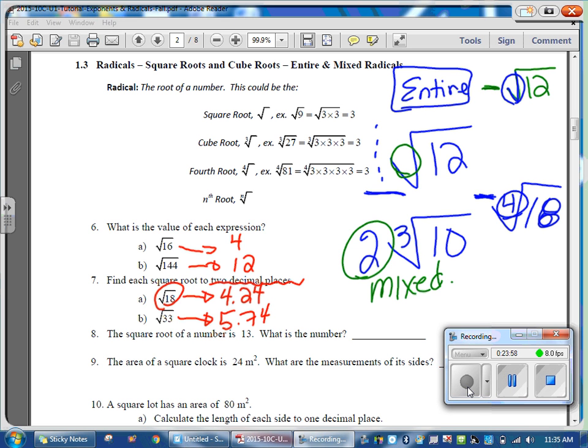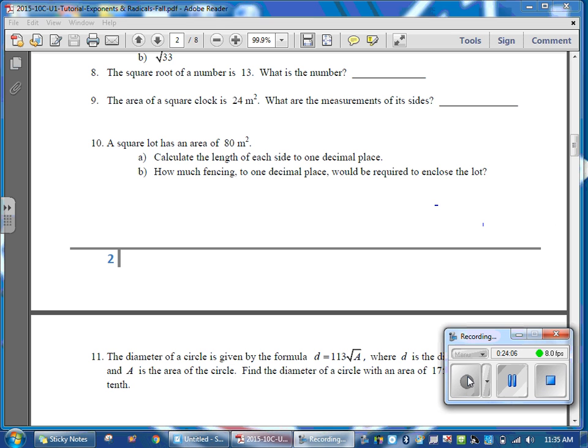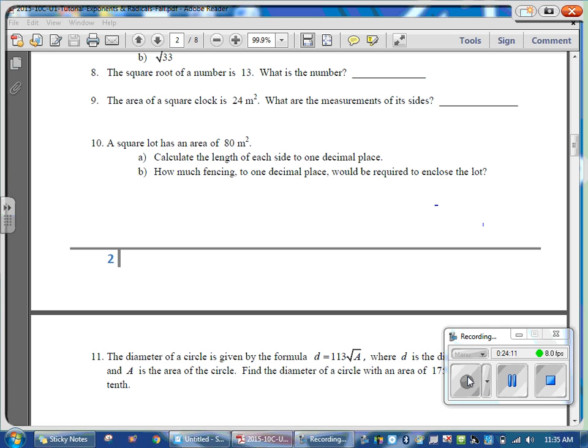These are the types of questions where the words can mess you up. So we have to understand what this part means. The square root of a number is 13. That means I've got something under here and the answer's 13. How would I find out what answer would go underneath? What would you do to find out? I'll give you a hint. You work backwards.